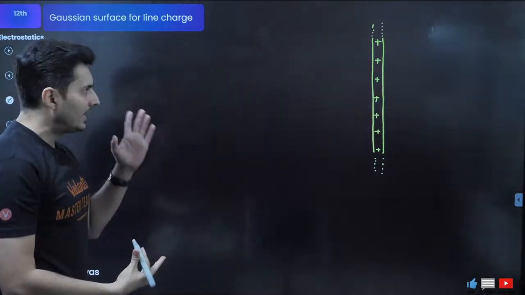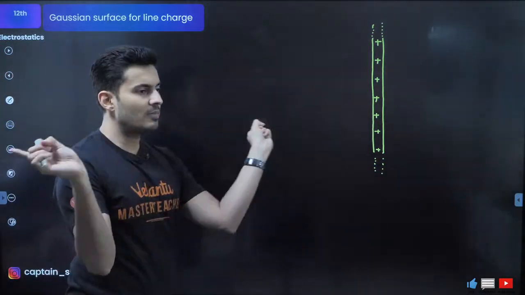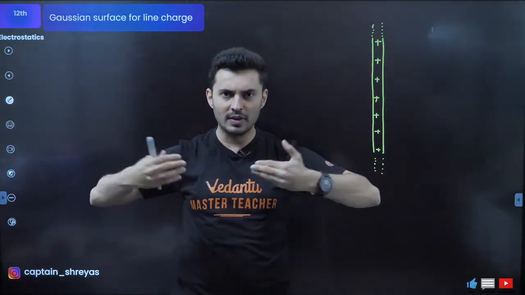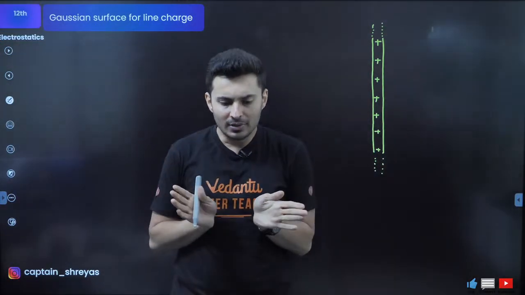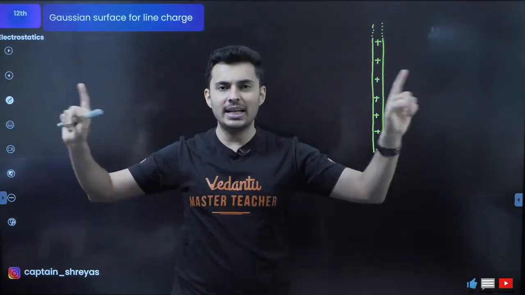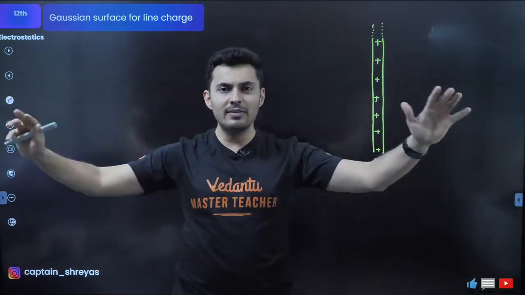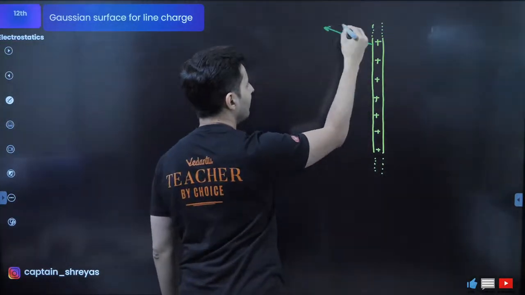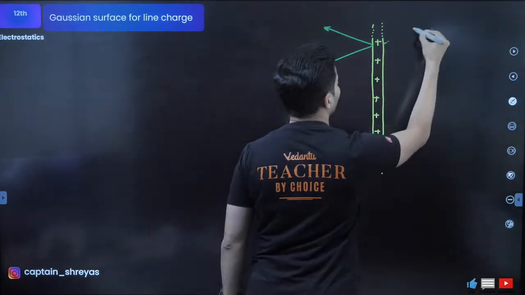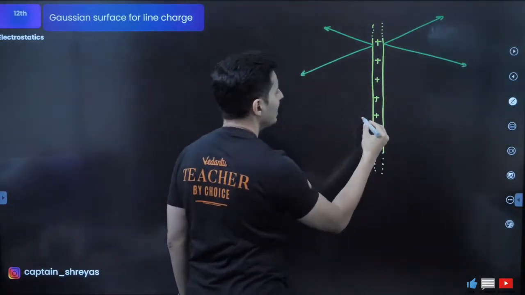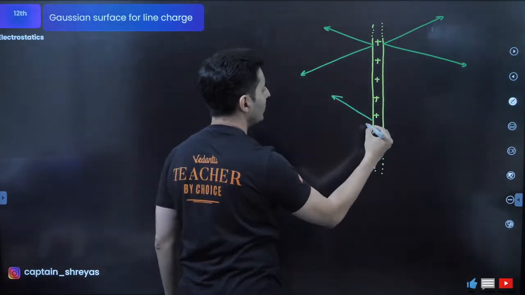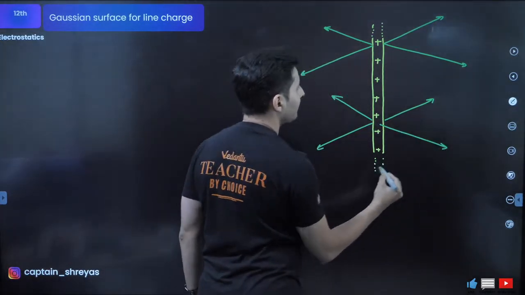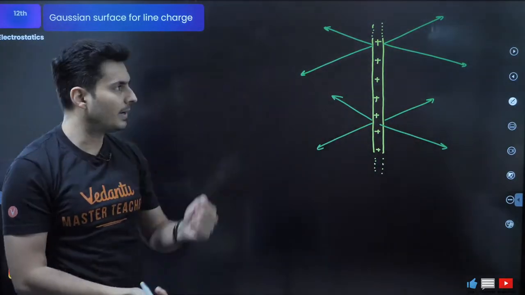Now because of this line charge, there will be an electric field symmetrically distributed around it. Any charge will give an electric field outwards or inwards depending on whether it is positive or negative. Because these charges are in a line, their field lines will come radially outwards in every plane that you consider. So this is how the field lines will look in every plane.